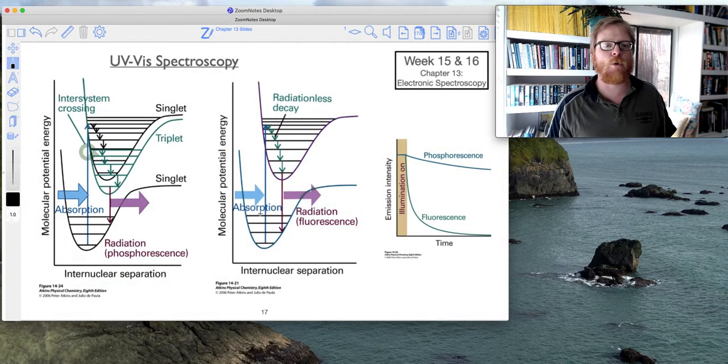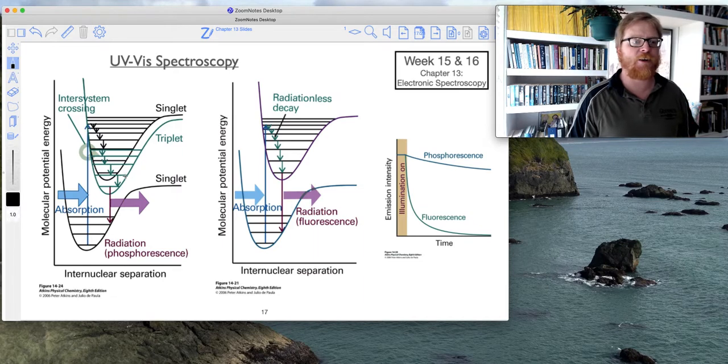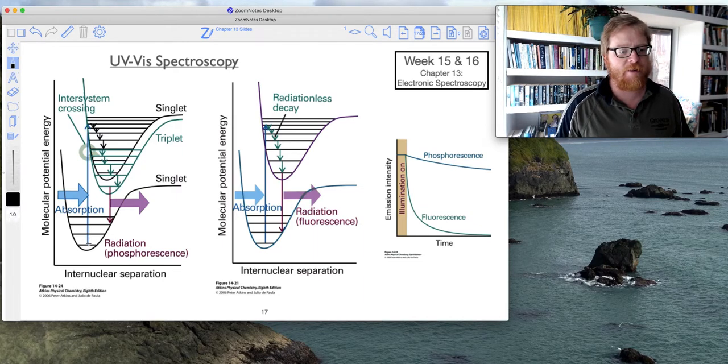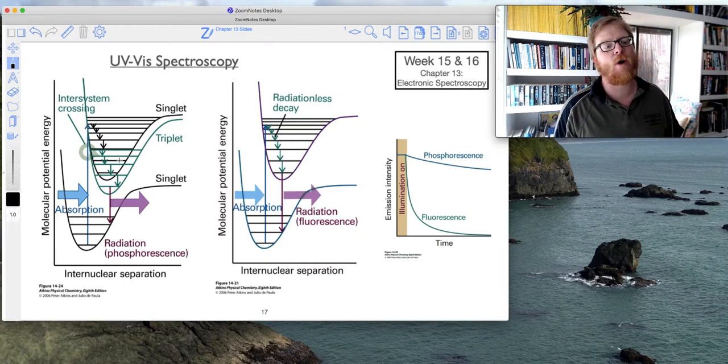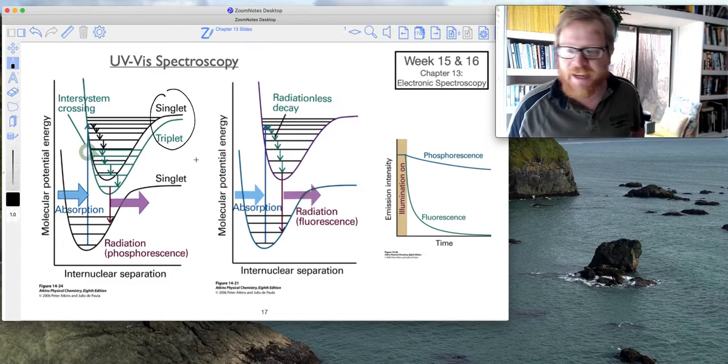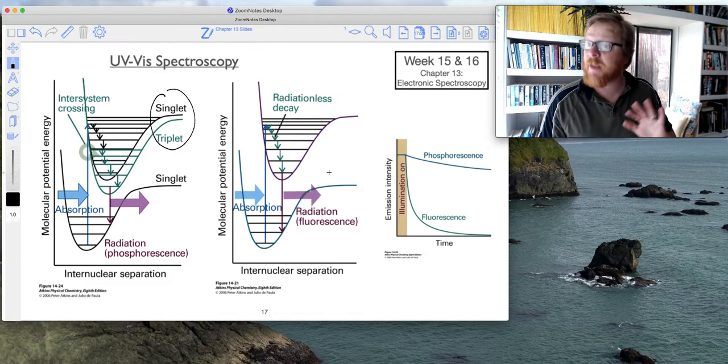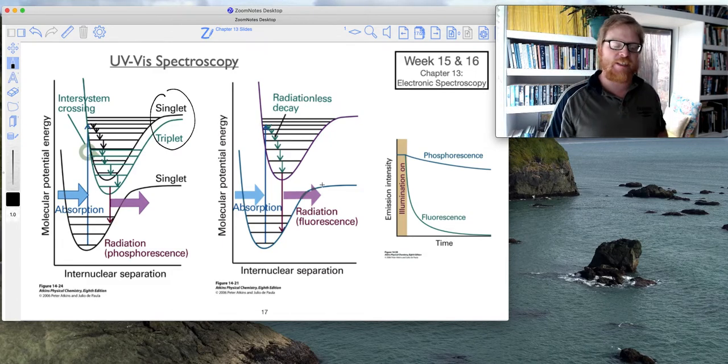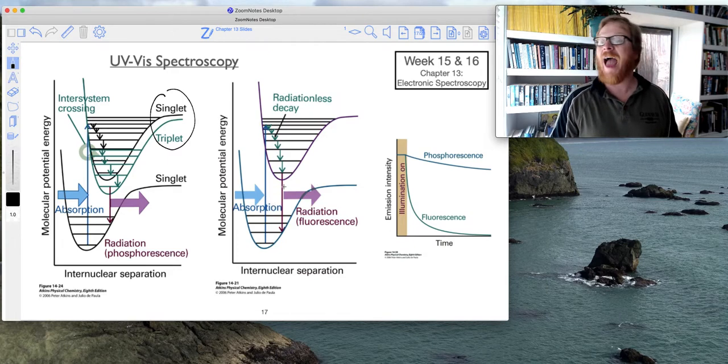So moving on. This is a look at intersystem crossing. The idea here is, if we have stimulated absorption as shown in the blue line, we can see that intersystem crossing is really only going to be observed when we have a singlet state and a triplet state both lying at a similar energy.